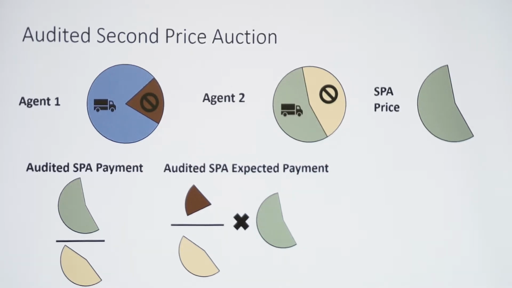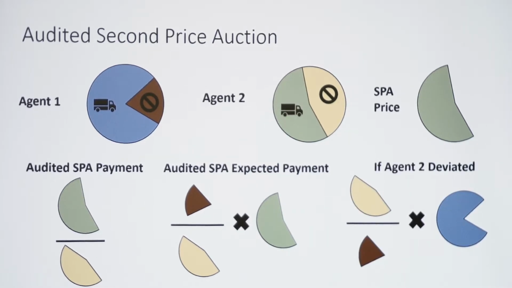However, whenever you're lowering the payments of an auction, you need to ensure that you're not affecting incentives for the other agents. So we need to make sure that agent 2 is now not incentivized to deviate and try to steal the good from agent 1.